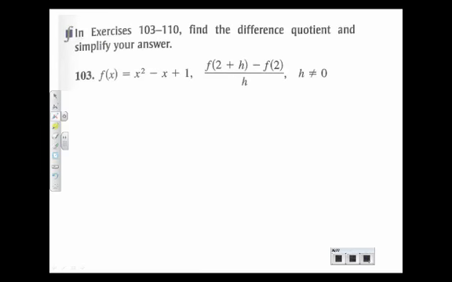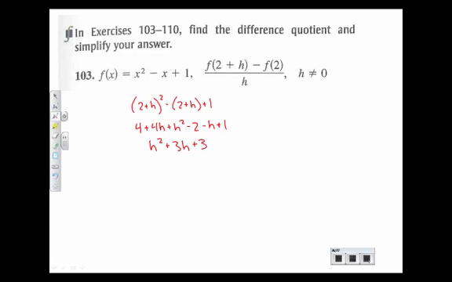All right, if you think you have an answer on your difference quotient, let's give this a shot. f of 2 plus h first. And let's see what we got here. h squared plus 3h, and 4 minus 2 is 2, plus 1 is 3. So that's our f of 2 plus h minus f of 2.